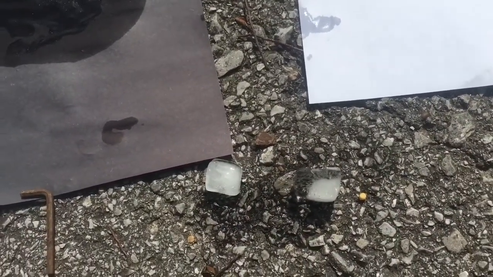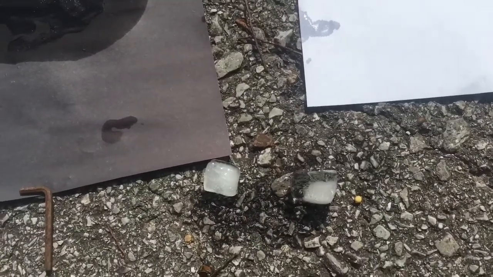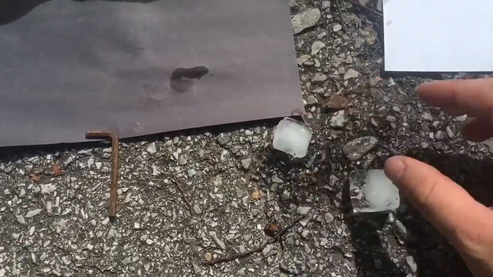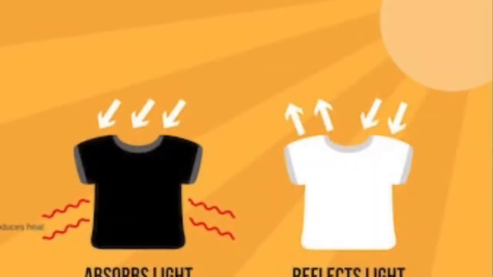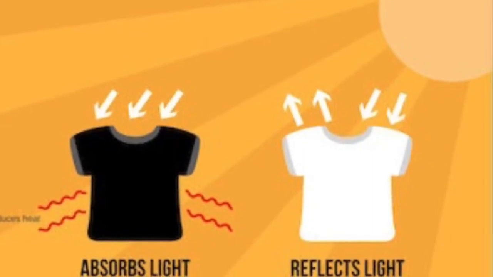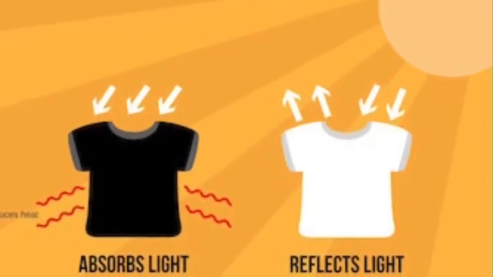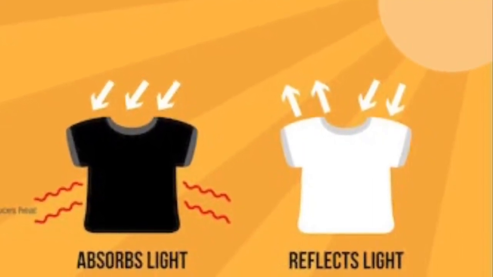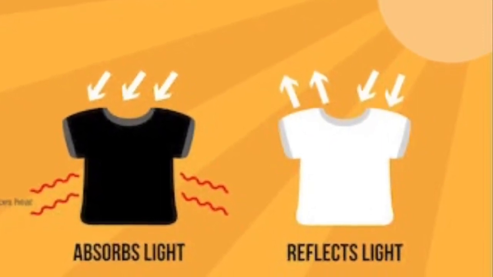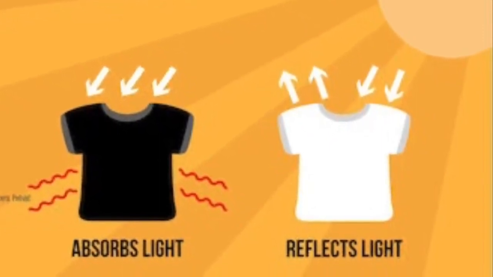Now, who can explain why the ice that was on the white paper is not as melted as the ice that was on the black paper? Remember, darker colors will absorb more light than lighter colors. This will make them start to turn that light energy into heat energy, which will warm them up. So dark colors will get hotter than light colors.